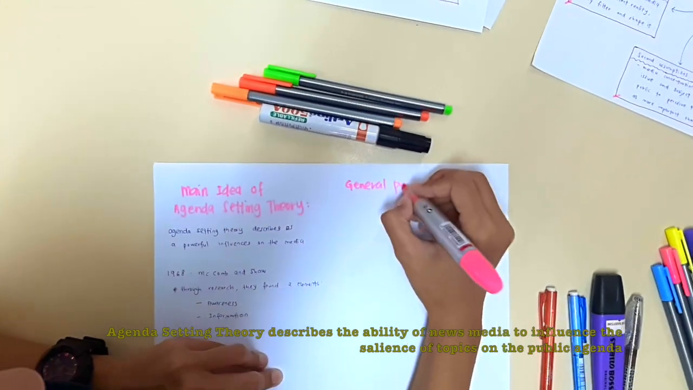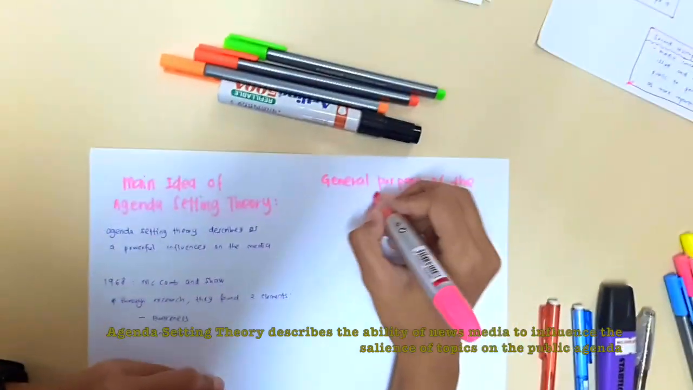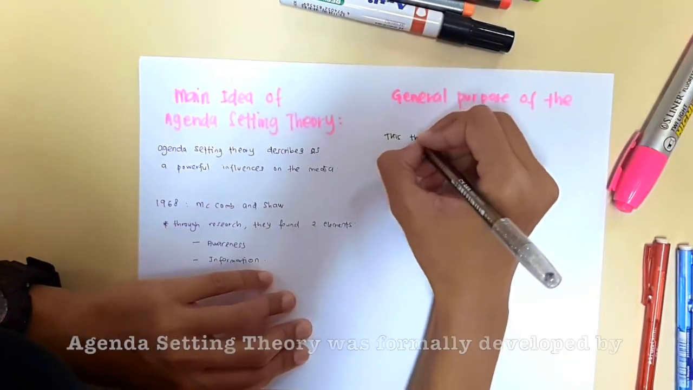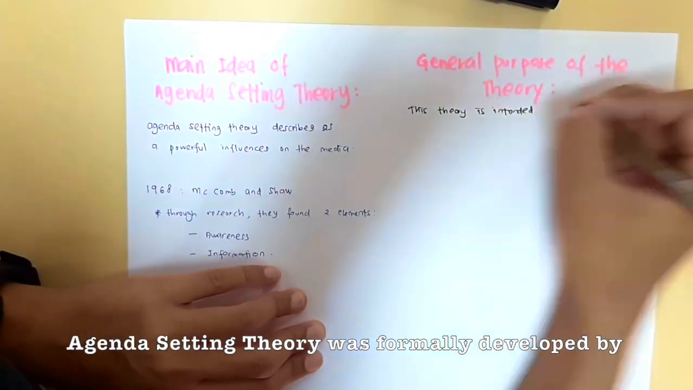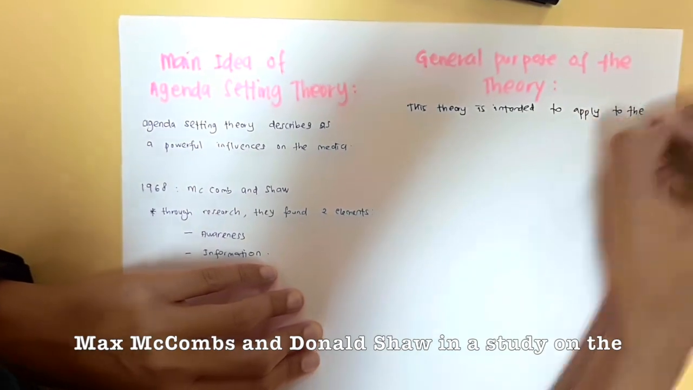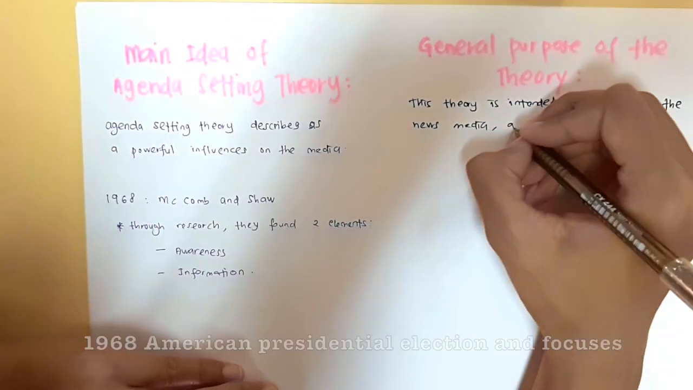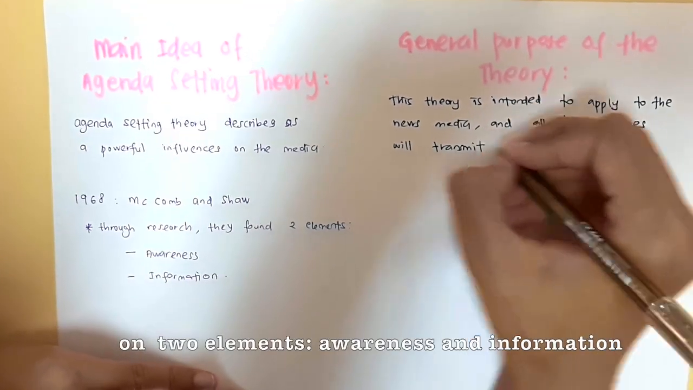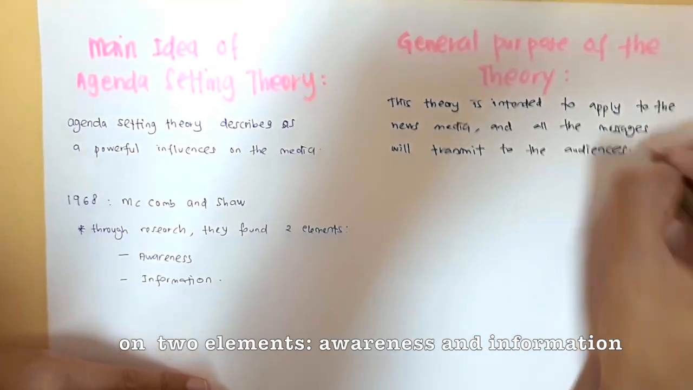Agenda setting theory describes the ability of the news media to influence the salience of topics on the public agenda. Agenda setting theory was formally developed by Max McCombs and Donald Shaw in a study on the 1968 American presidential election and focused on two elements: awareness and information.